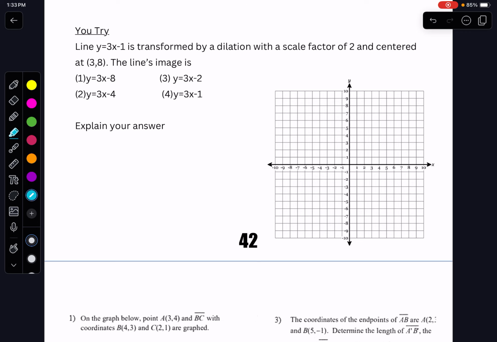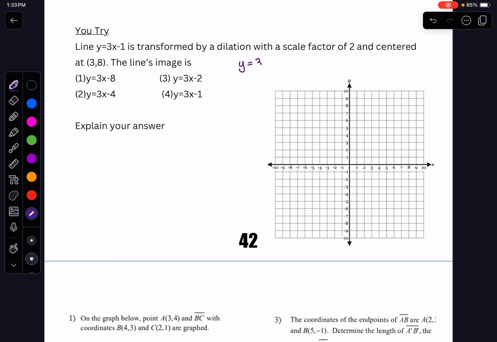So now we have to look at the next one. It's a you-try. We're given the equation of the line y equals 3x minus 1 is transformed by a dilation with a scale factor of 2 and centered at (3, 8). The line's image is... So you could graph it. The first thing I want to do is see, is this point on my line? And this is how you test it.